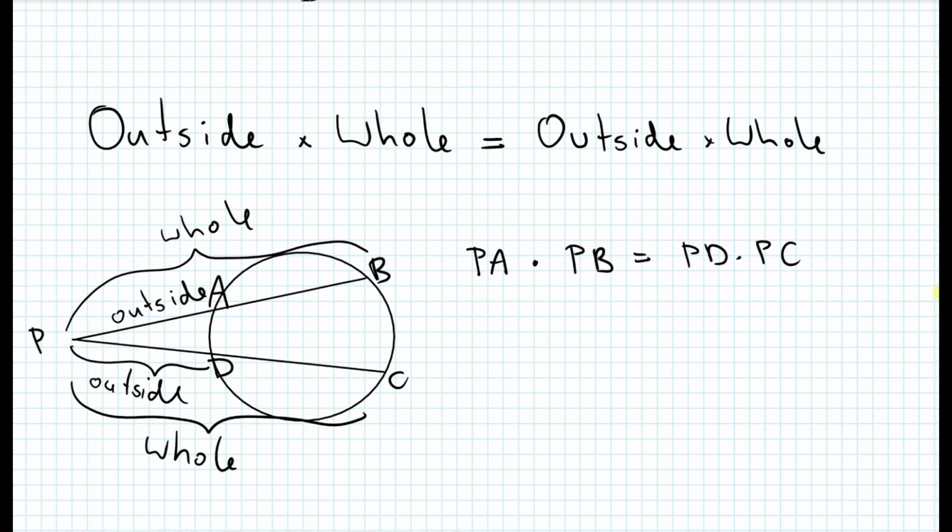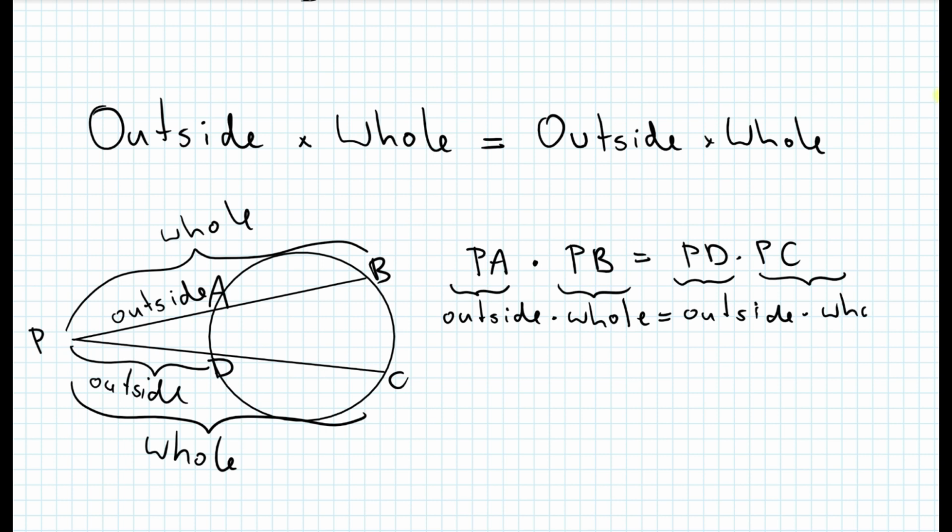So basically, PA is considered the outside piece of the secant. And if you look at PB, that is considered the entire piece of the segment, or the whole piece. And if you look at PD, well, PD is considered the outside piece of the segment, and PC is considered the entire segment, again, the whole segment, okay? So basically, you're multiplying the outside and the whole equal to the outside times the whole of the other secant, okay?